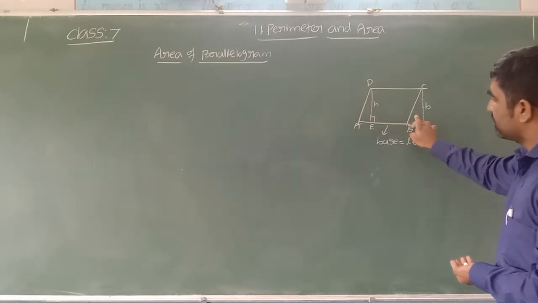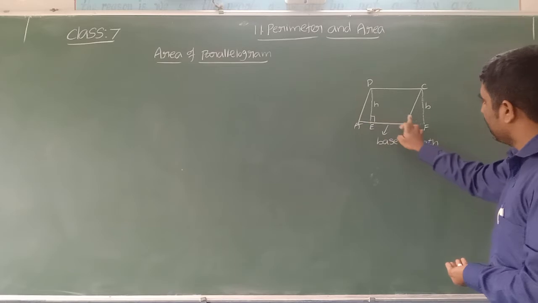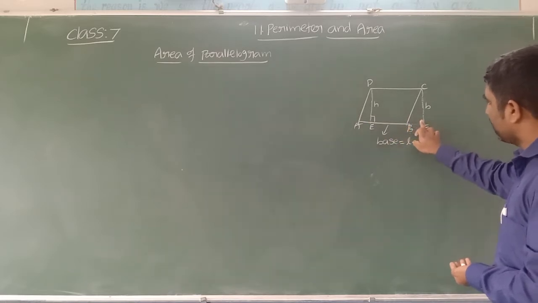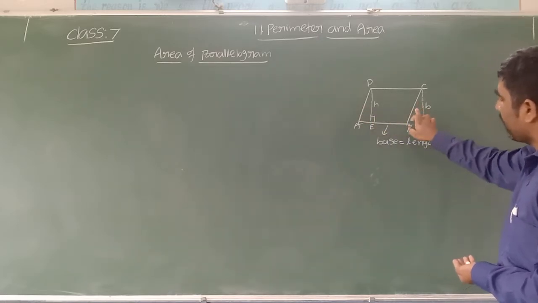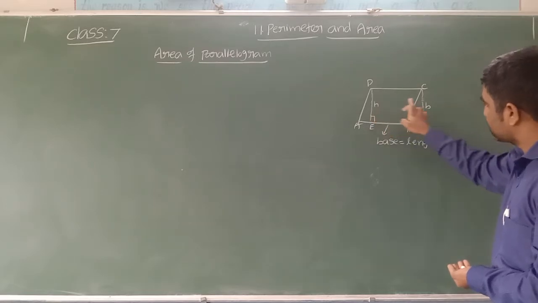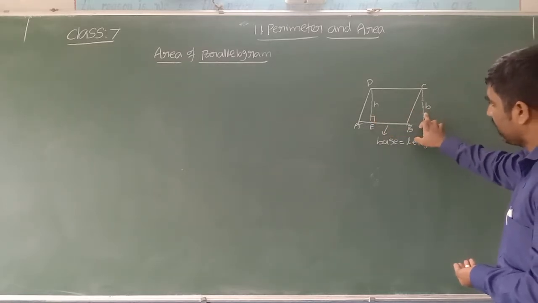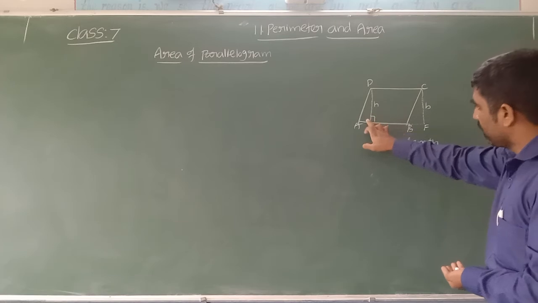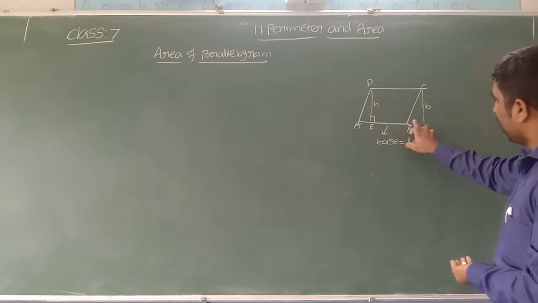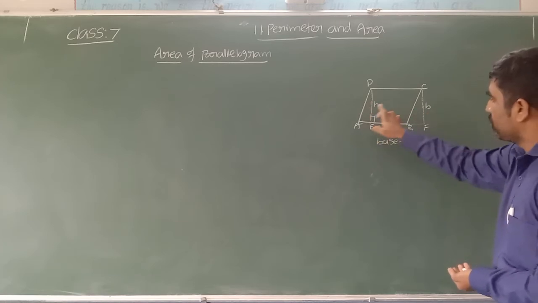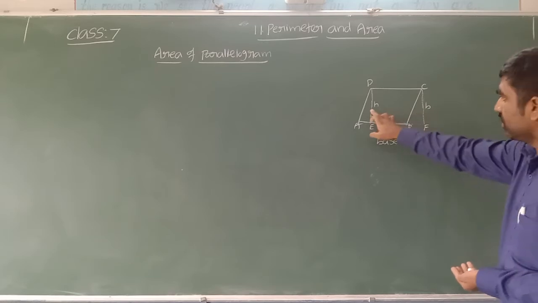By which condition? RHS. Right angle, we can see even here I can see a right angle. And these both are sides of the parallelogram, they are equal. And these two are sides of the rectangle, even they are equal. So by RHS, these two parts are congruent. It means they have equal area.